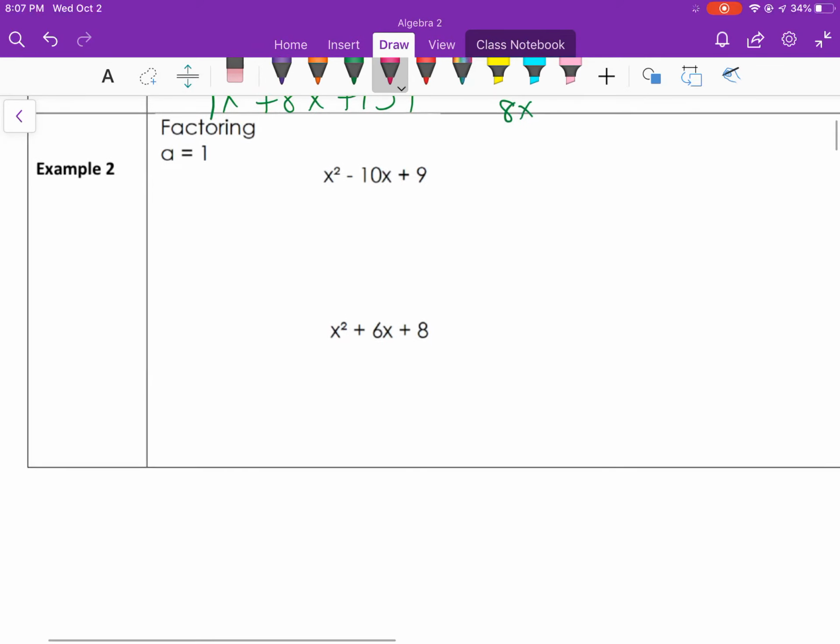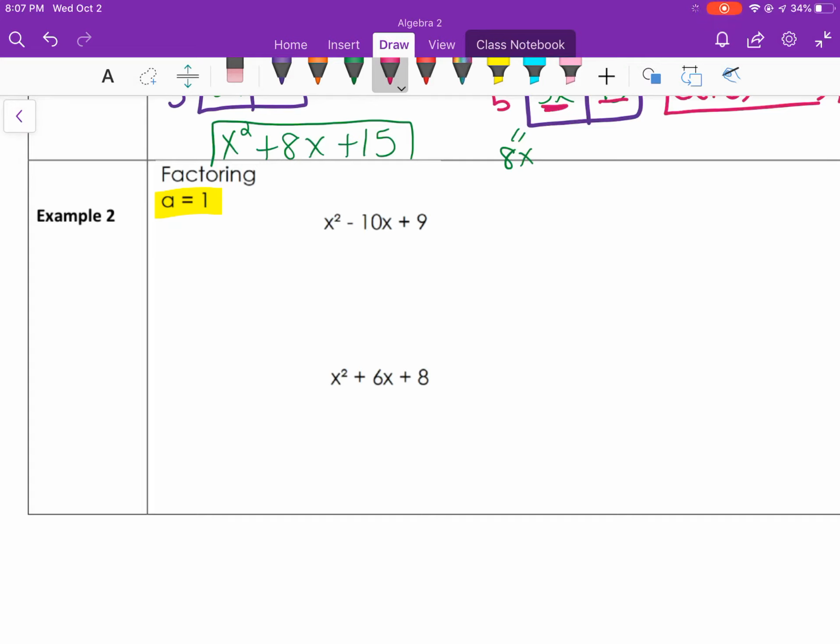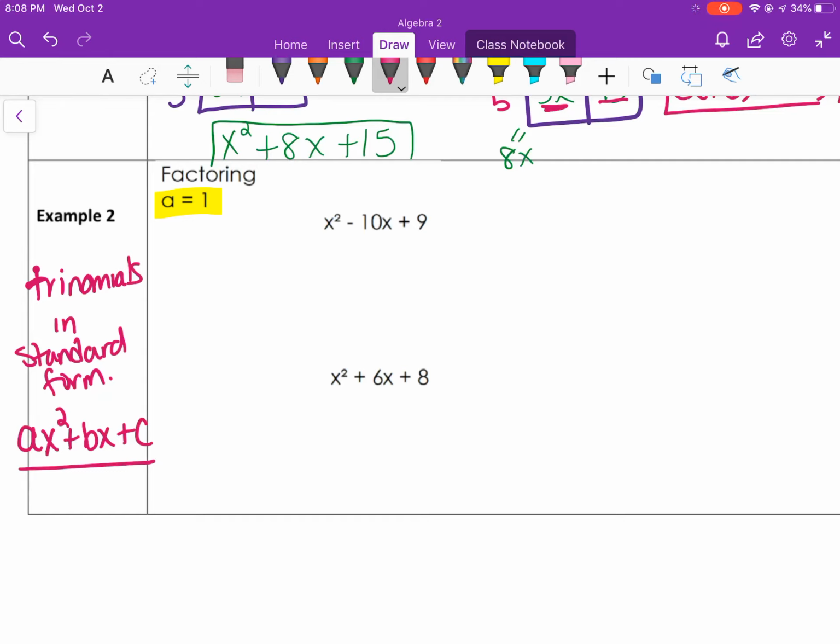Okay, so let's just start by factoring the simple cases. This is when our a equals 1. We're talking about trinomials in standard form, which is you have like an ax squared plus bx plus c. So that's in standard form. So this is when a equals 1, which means my leading coefficient is 1 out here.